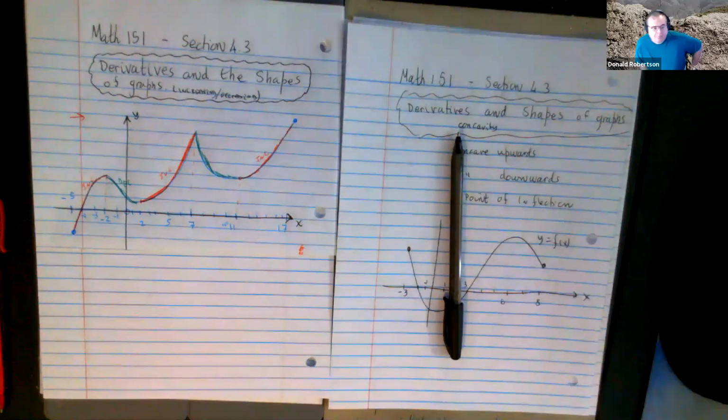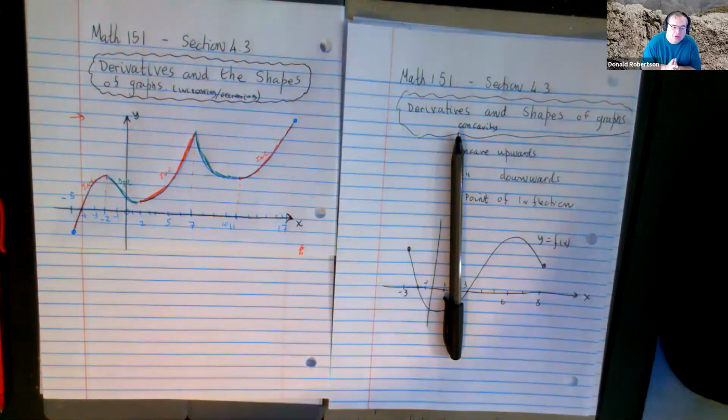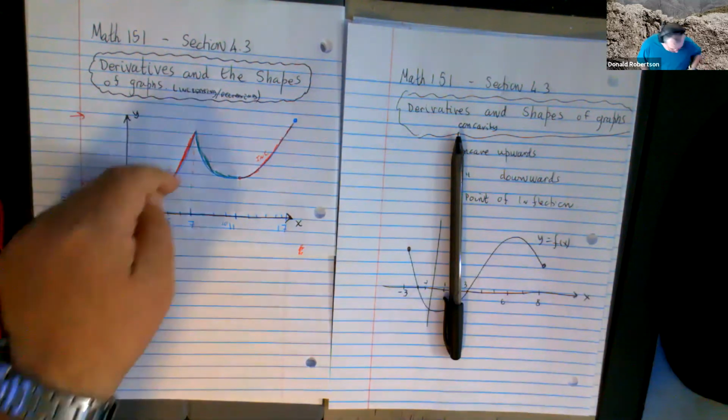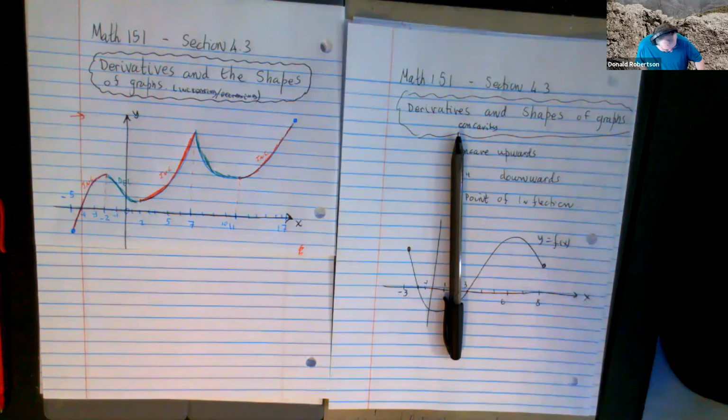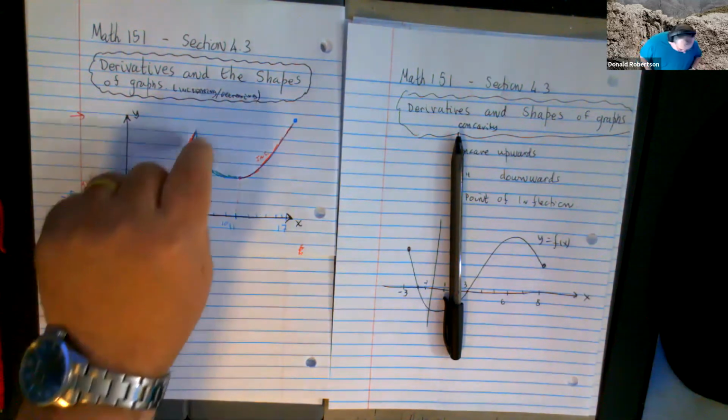A new section, 4.3. We are going to look at how derivatives help us to understand the shapes of graphs. So I'm going to begin by giving you a kind of rundown on the basic names that we give to the shapes. So let's talk about increasing and decreasing. So here's my function. The color codes will be clearer in a minute. Going up and down, up and down.